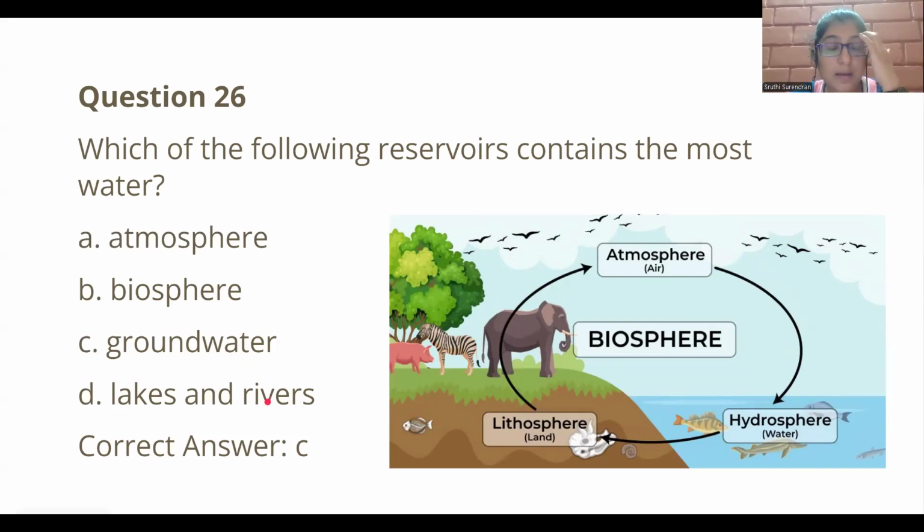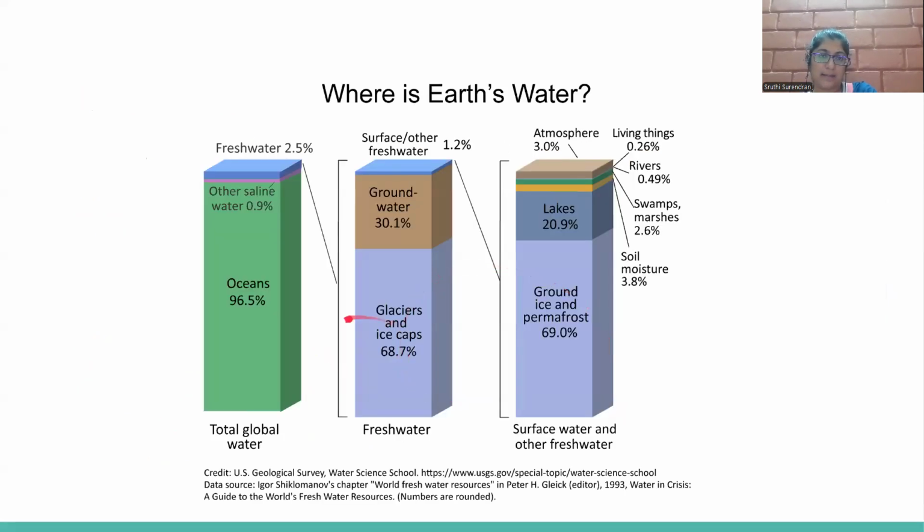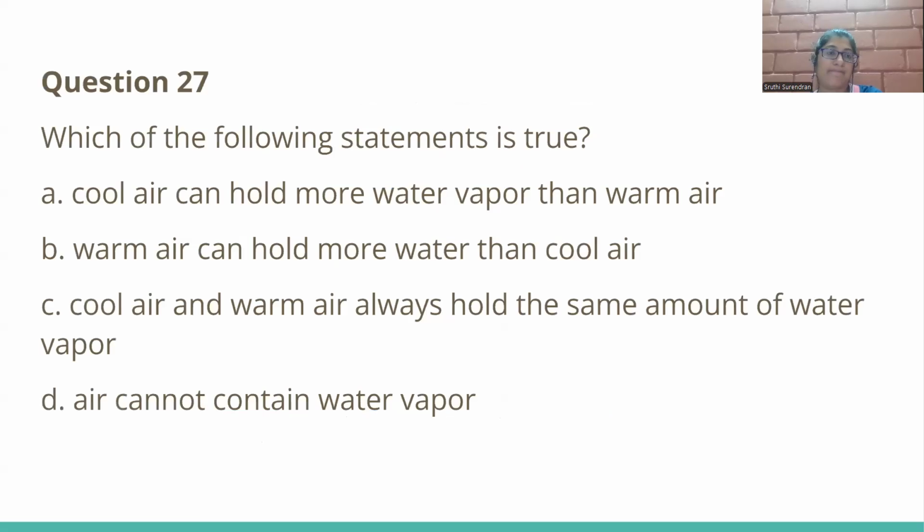Groundwater, on the other hand, comprises the most water, as we had seen in the classification. We had seen that groundwater is what is comprising 30% of the fresh water. So we can say it is groundwater. Lakes and rivers are only contributing a very small percentage of water. If they had given hydrosphere, yes, it would have made sense. But here they had given groundwater, which is actually contributing a major portion of the fresh water. So the correct answer is C, groundwater.